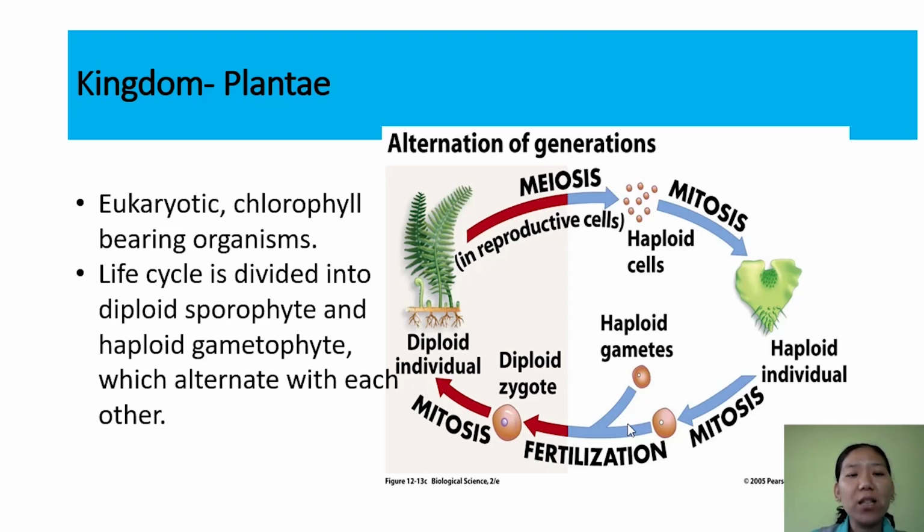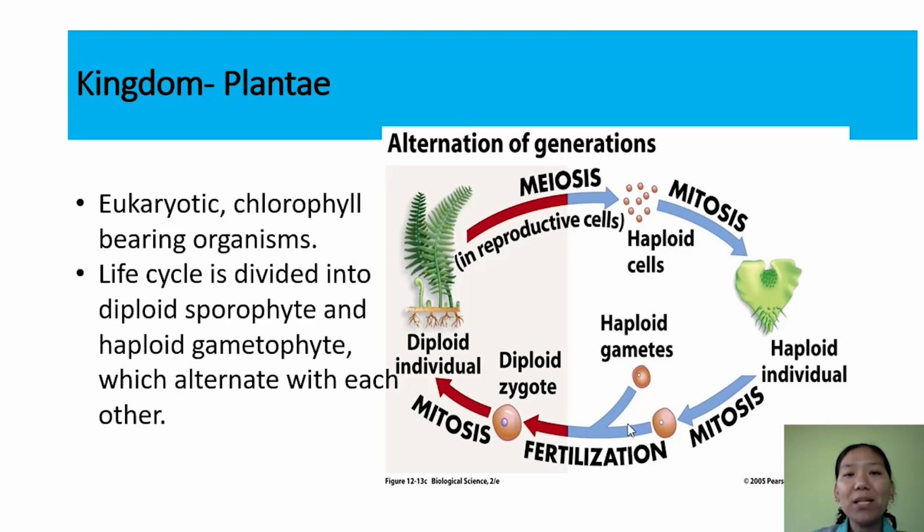Now the life cycle in the kingdom Plantae is divided into haploid gametophyte and diploid sporophyte. What do you mean by haploid? What do you mean by diploid? This is with regard to the number of chromosomes. If there is one set of chromosomes, then we call it haploid. All the fungi are haploid. And if there are 2 sets of chromosomes, which is usually denoted as 2n, then these are diploid. So diploid has 2 sets of chromosomes, and haploids have 1 set of chromosomes.